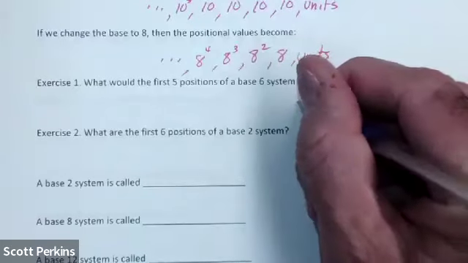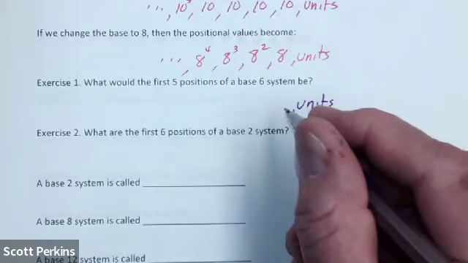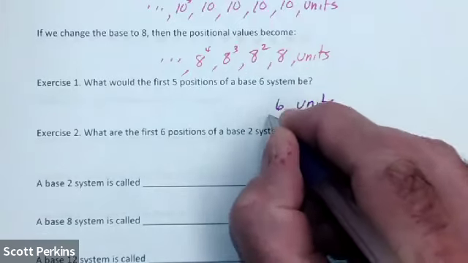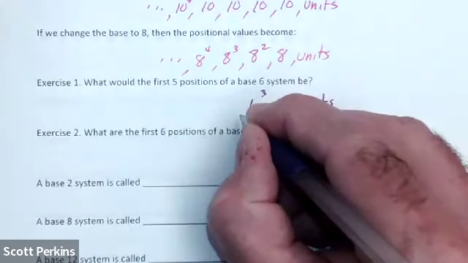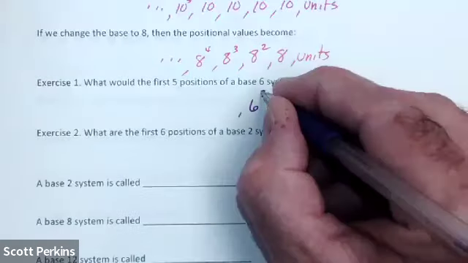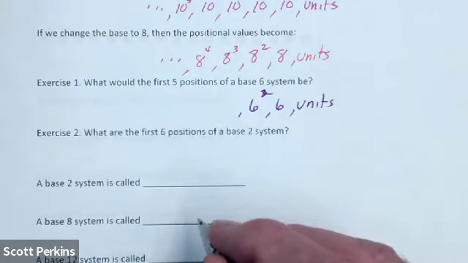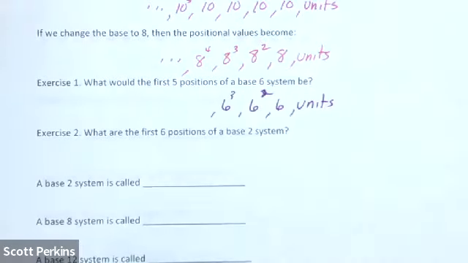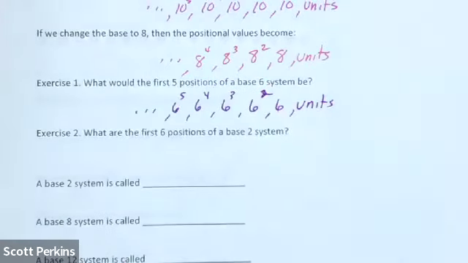So again, we'll start with our units here off on the right. And then what is going to be my next position? Sixes. Then my next position is going to be six squared, or groups of 36. And then the next position is going to be, oh wow, I wrote six squared. I corrected that one though, I got it. You don't get to call me on that one. The next position is going to be what? Six to the third, and then six to the fourth, and then six to the fifth. You can go on and on as many as you want, but there's the ellipsis. Those are the places for a base six system. Each place is six times the previous one.